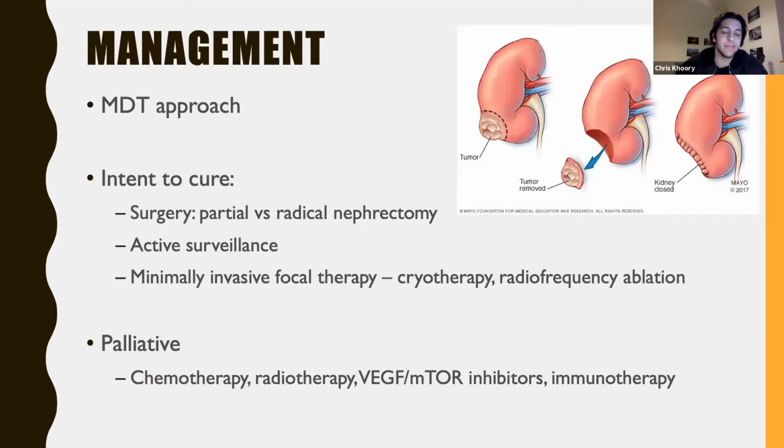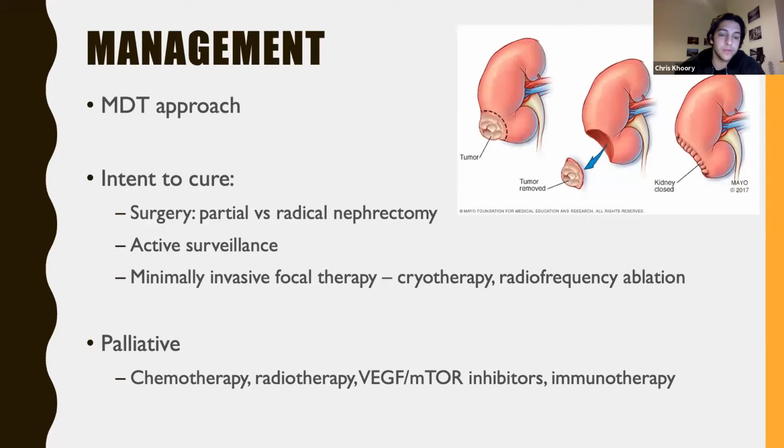Management, again, is an MDT approach. And there are 2 routes, intent to cure and palliative. The first option is surgical. Again, surgery can be done as open surgery, laparoscopic or robotic. And you can have partial versus radical nephrectomies. A partial nephrectomy would be done if the cancer is small and easily accessible. And a radical nephrectomy would be done if the cancer has spread or is very large.